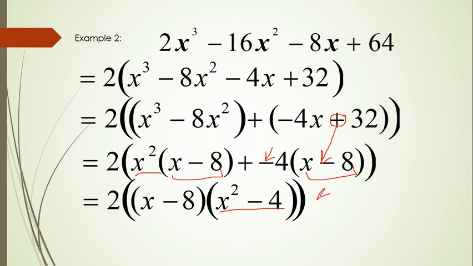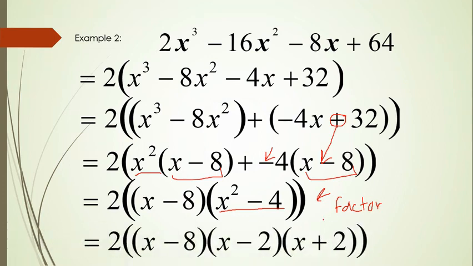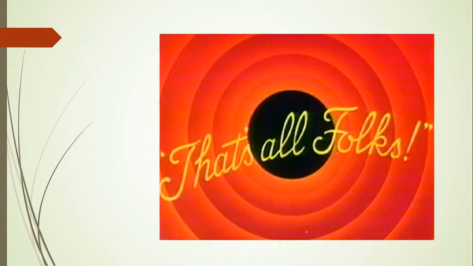And remember, this is what we call a difference of squares. So that means we can factor that again. We reviewed the difference of squares earlier. The square root of x squared is x, and the square root of 4 is 2. So this breaks down into x minus 2 and x plus 2. But now that is all factored. That is all I have for you. The end.